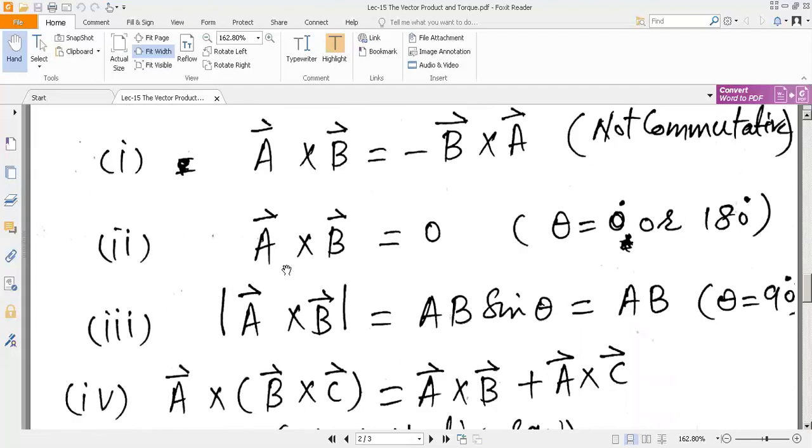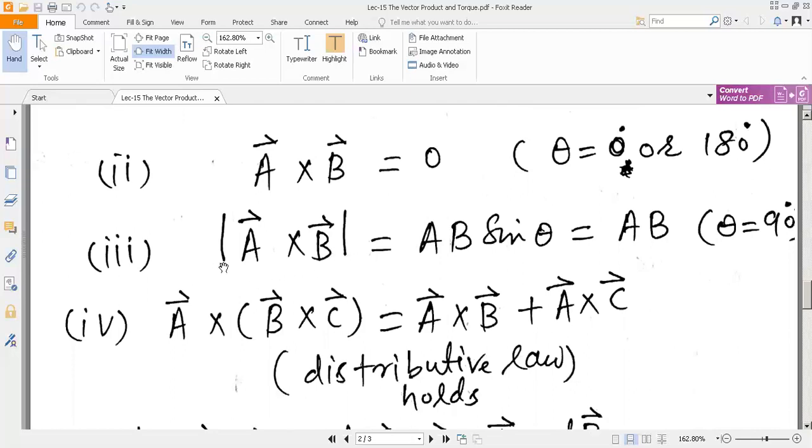The second property is A cross B is equal to the null vector 0, and we say that in this case, if A and B have non-zero magnitudes, then there will be an angle of 0 degrees or 180 degrees between these two vectors.